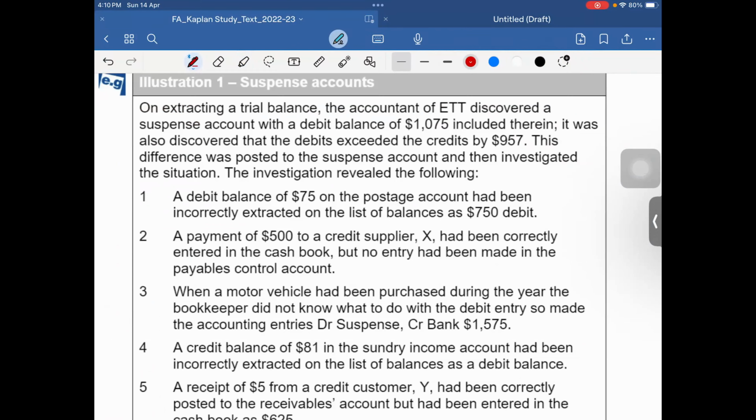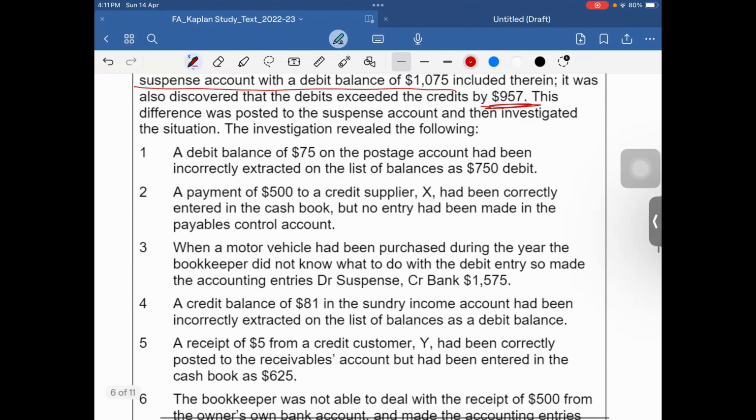On extracting a trial balance, the accountant of ETT discovered a suspense account with a debit balance of 1,075. It was also discovered that the debits exceeded the credits by 957. This difference was posted to the suspense account and then the situation was investigated. The investigation revealed the following: a debit of $75 on the postage account had been incorrectly extracted on the list of balances as 750.